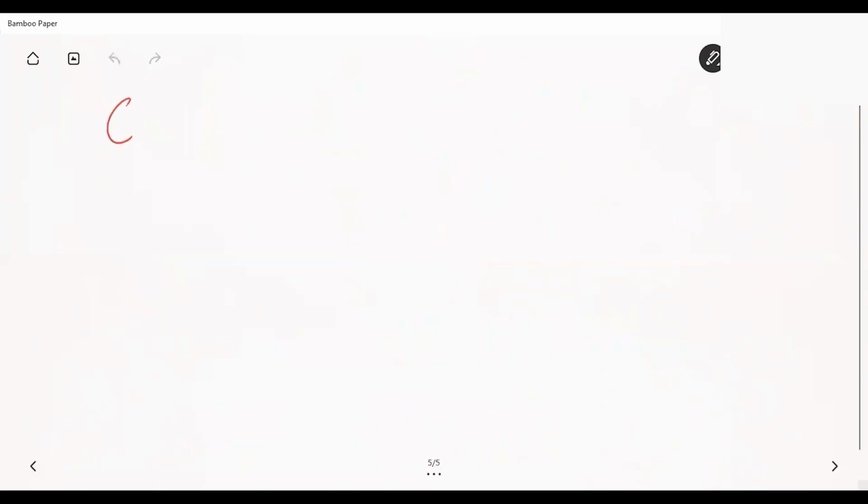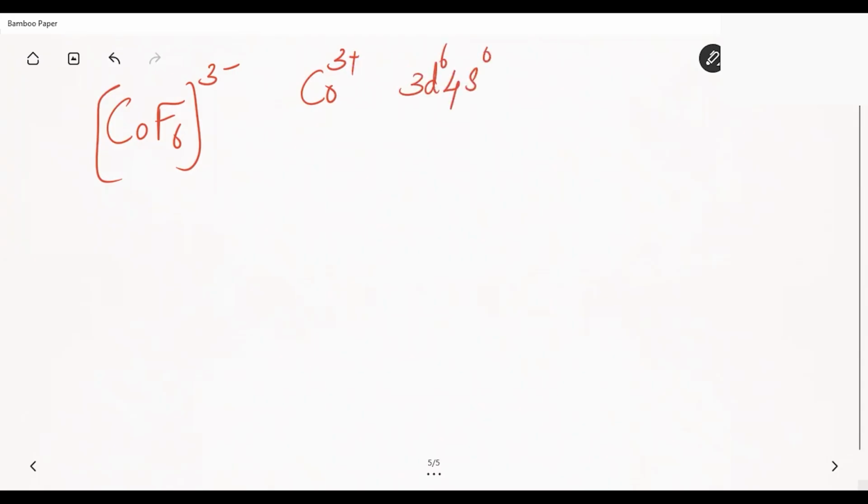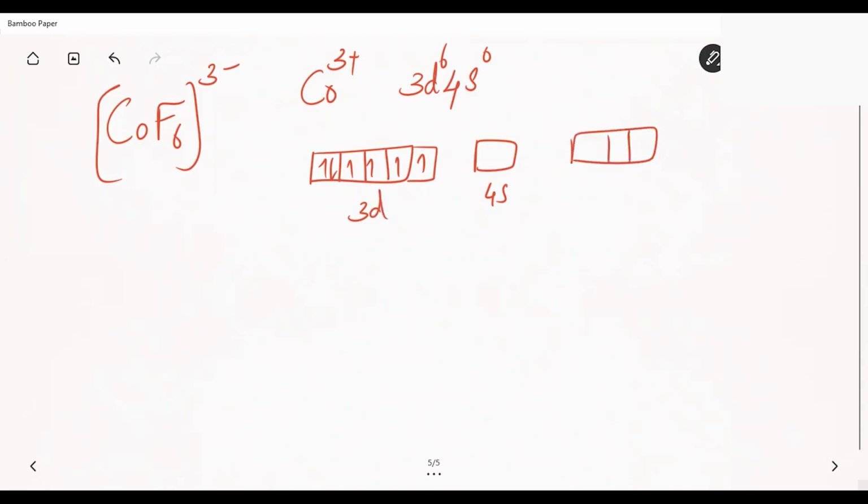Then we will do one weak ligand case: [CoF6]3-. Here fluorine is a weak ligand. First of all, understand that the oxidation state of cobalt is 3+, that is 3d6, 4s0. So here we have five 3d orbitals and a sixth electron, nothing in 4s, and 4p is here. Then what is happening? The fluorine is coming. Fluorine, F-, is a weak ligand.